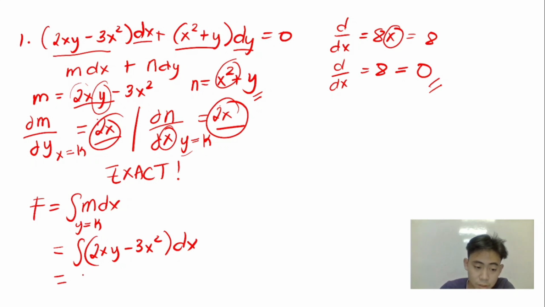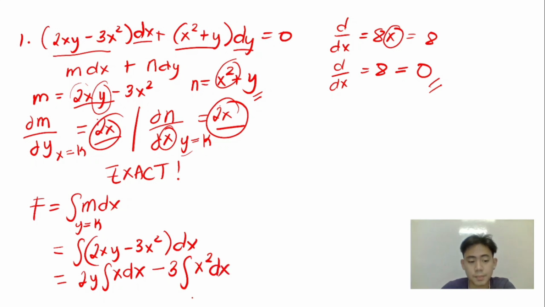So, distribute natin ang integral. So, 2 is constant. At the same time, y is constant. So, labas natin siya ng integral symbol. So, x dx na lang yan, mga lods. Okay? So, minus 3 times the integral of x squared times dx.